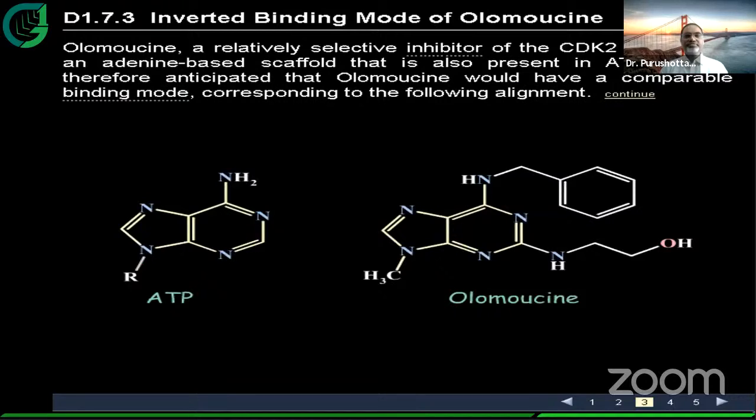And you could see that here two molecules are given. One is an ATP molecule and another one is olomoucine, a relatively selective inhibitor of the CDK2 kinase. It also has the adenine scaffold that is also present in the ATP. So it is almost an ATP mimic. So it was anticipated that olomoucine would have a compatible binding mode corresponding to the following alignment.